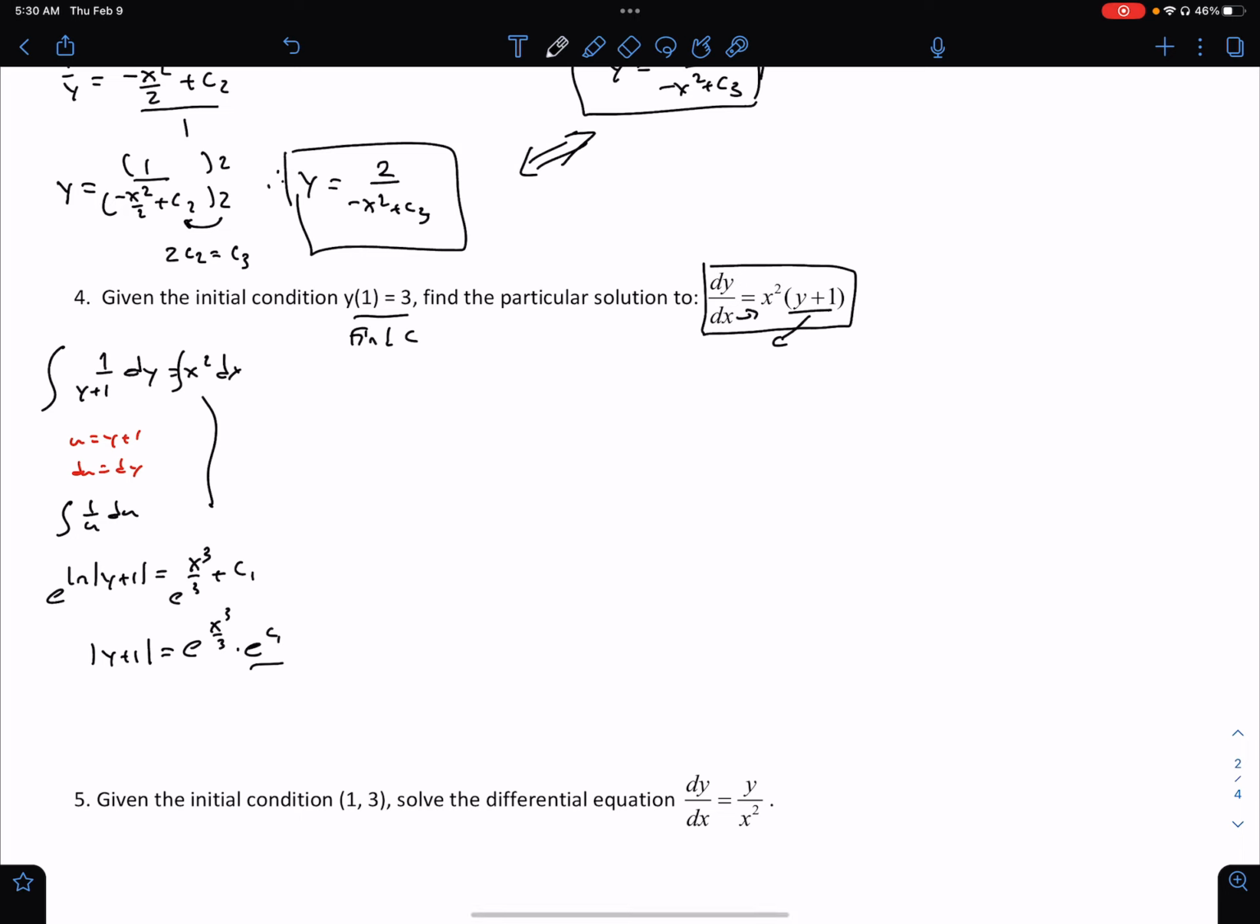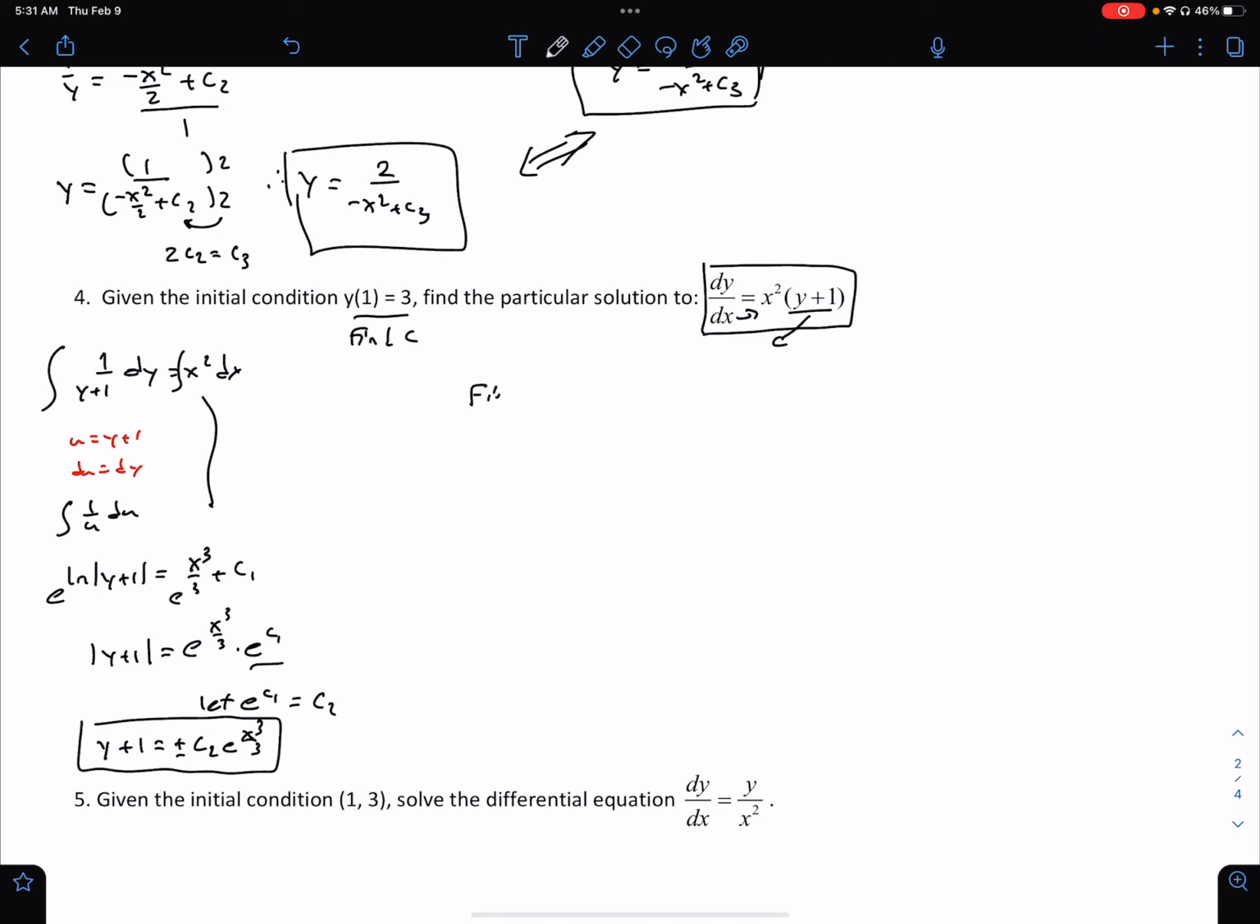And this is what we wanted. That's what we wanted right there. So we're now going to say let e to the c1 equal c2. And what that allows me to do is rewrite it. So I can actually go straight to my answer here. I can get y plus 1 equals, bring my c2 to the front, c2 e to the x cubed over 3. But remember, this is going to be plus or minus because we're taking the absolute value. And there is our general form.